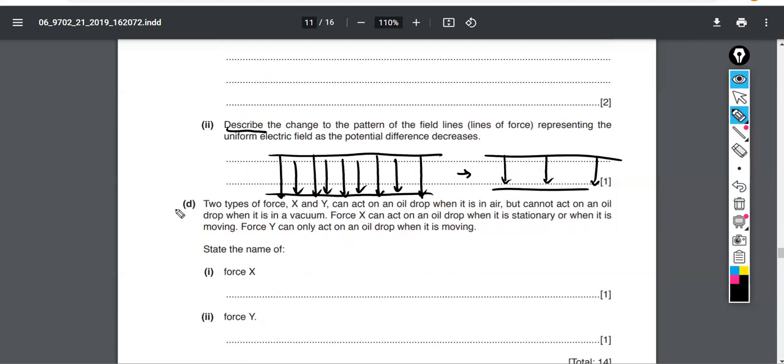And now the fun puzzle, part D. This goes back to chapter 3, types of forces. They say there are two types of force, X and Y, that can act on the oil drop when it is in air, but cannot act on it when it is in vacuum. We had just been considering the oil drop in a vacuum, so we only had to consider two forces, right? Weight and electric force.